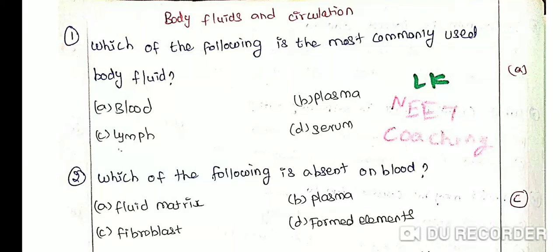Body fluids and circulation. Which of the following is the most commonly used body fluid? Option A blood, option B plasma, option C lymph, option D serum. The correct answer is option A blood. Blood is the most commonly used body fluid by most of the higher organisms, including humans, for the transportation of essential nutrients to the body tissues. Another body fluid, lymph, also helps in the transport of certain substances.